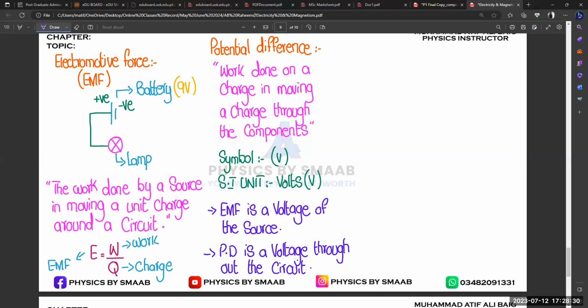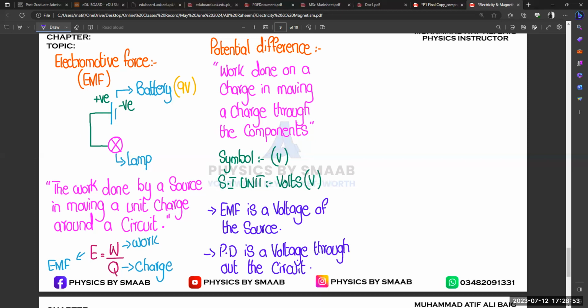By definition, it was still difficult to identify, right? Because there are scientific terms. So at an earlier stage, we use these concepts to identify the difference between EMF and potential difference. EMF is basically the amount of energy coming from the cell. It is completely related to the source, right?